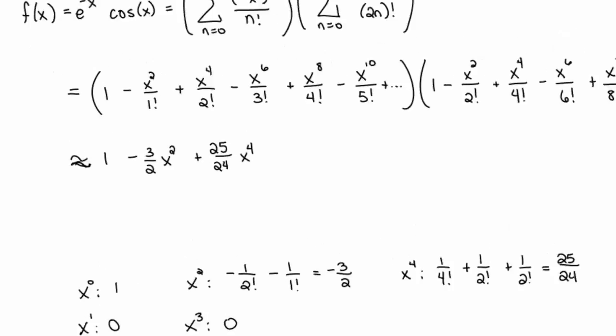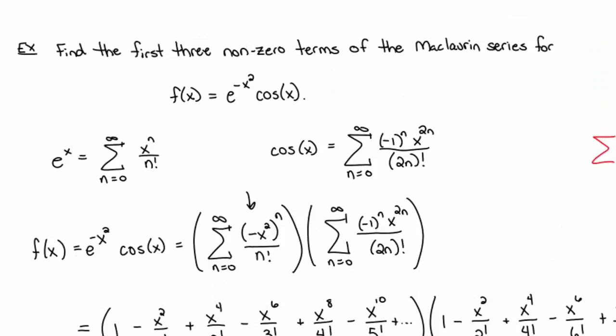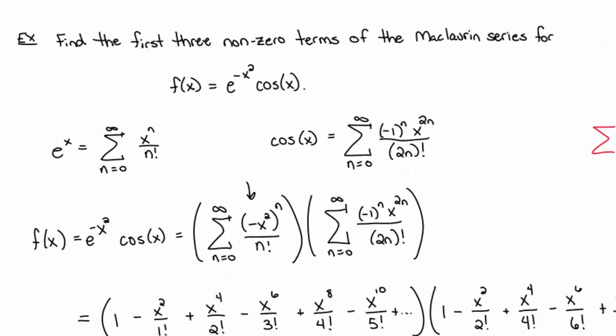So anyway, that's how you go through and find the product, or find a power series representation for the product of two functions, is that you look at their power series separately and you multiply out term by term. And there's no way that in general you can find a pattern.